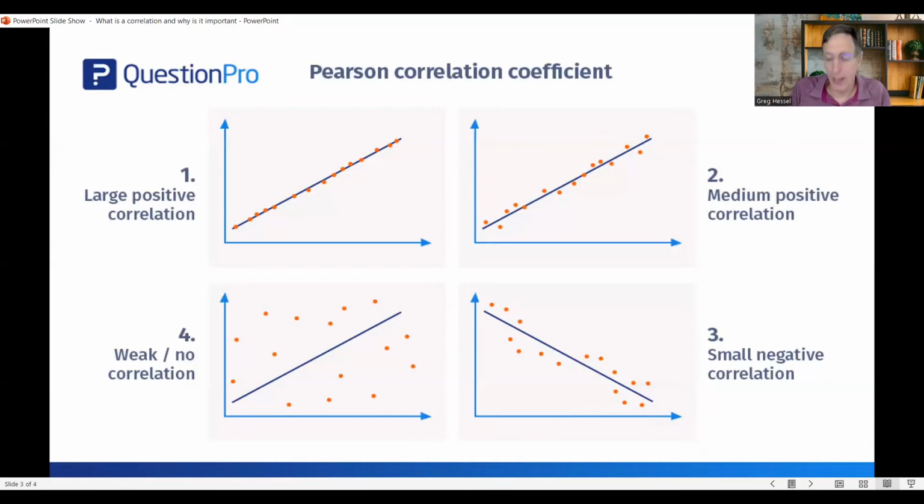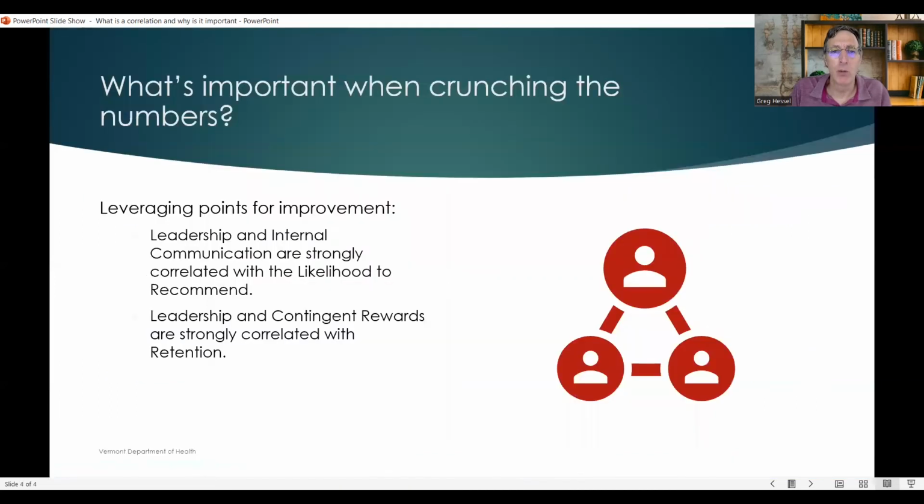You want to look at a couple of key variables, and the ones that I tend to use in surveys are often retention, and secondly, likelihood to recommend this organization. You want to look at which variables are correlated and go together with it. As likelihood to recommend goes up, what other variables go up? In this specific survey, leadership and internal communication were both strongly correlated with the likelihood to recommend. That means they're leverage points.